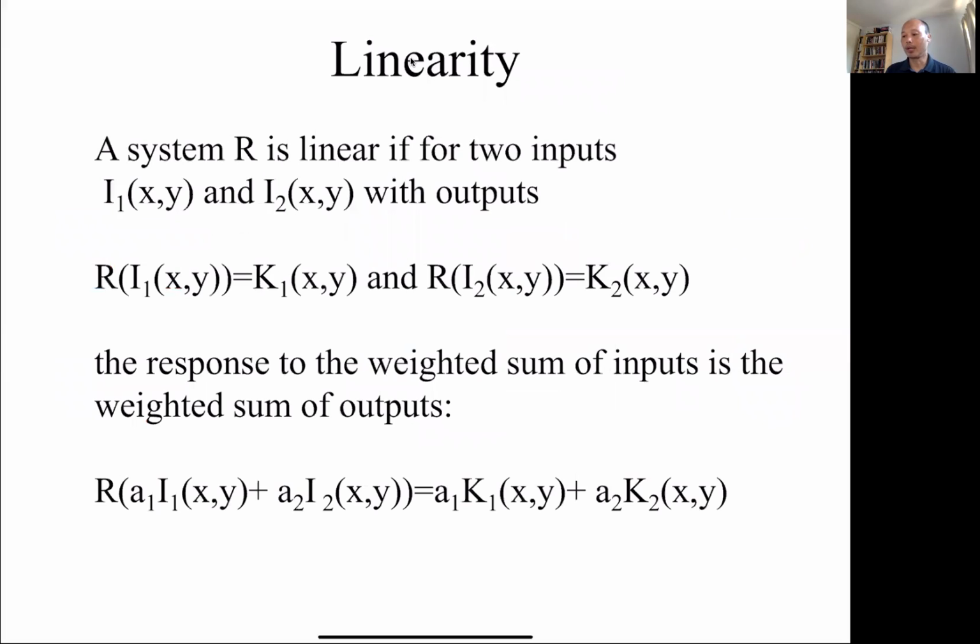All right. So a system is linear if it satisfies both of those properties. It has to satisfy the addition property and also has to satisfy the scaling property.